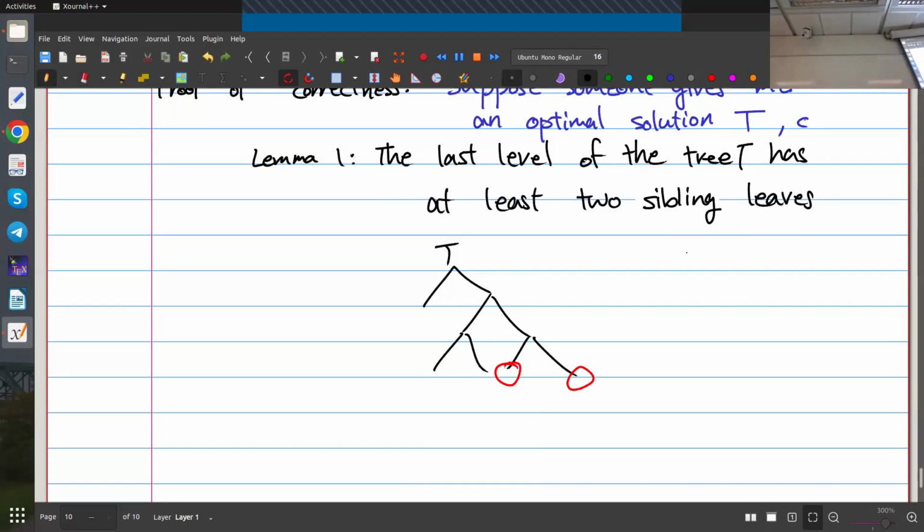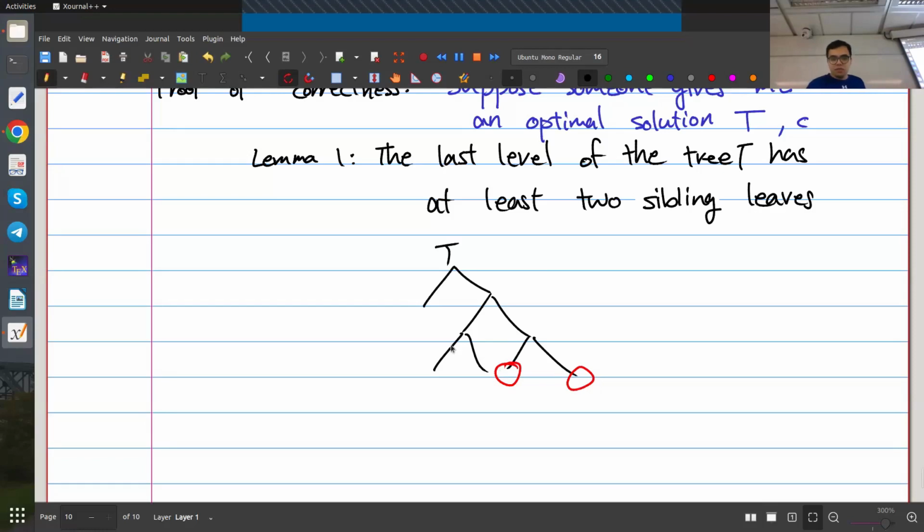Now, in my algorithm for the previous problem, I would assign the two letters with the smallest frequency here. But let's say that this optimal solution didn't do that. Let's say that this optimal solution put the two letters with the minimum frequency somewhere else, right? I can always swap their place. And I can always bring those two letters with minimum frequency to these two nodes, right? And this can only decrease the cost. It cannot increase the cost.